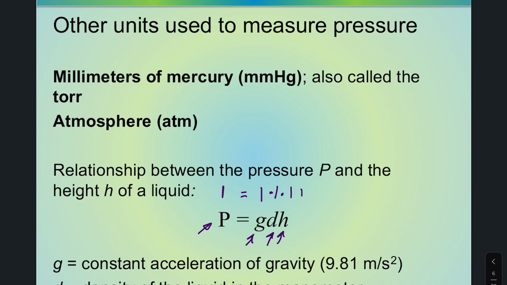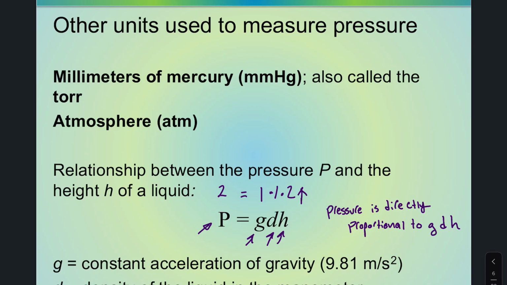If we increase one of the numbers, so let's say we increase height to 2, then pressure is going to be directly proportional to that. 1 changes to 2, and so the pressure is also going to double. So that means that pressure is directly proportional to G, D, and H.